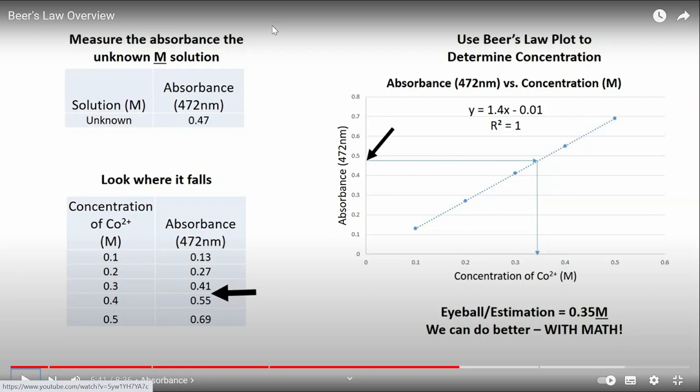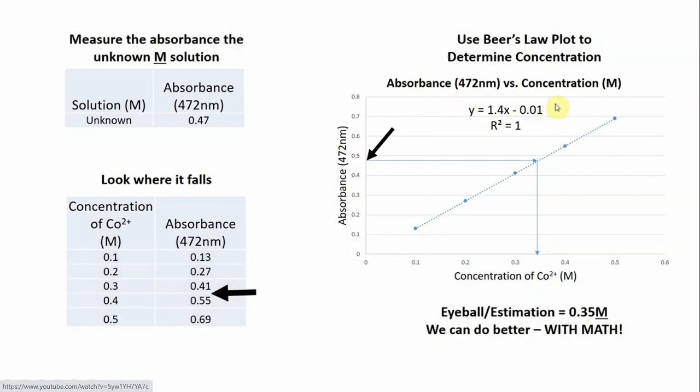Yeah, you would use the slope. So you would just plug in your y value, 0.47, right? And you would solve for x. Is that good? Yes? We can do even better with a little bit of mathematics. The mathematics comes from this trend line equation.